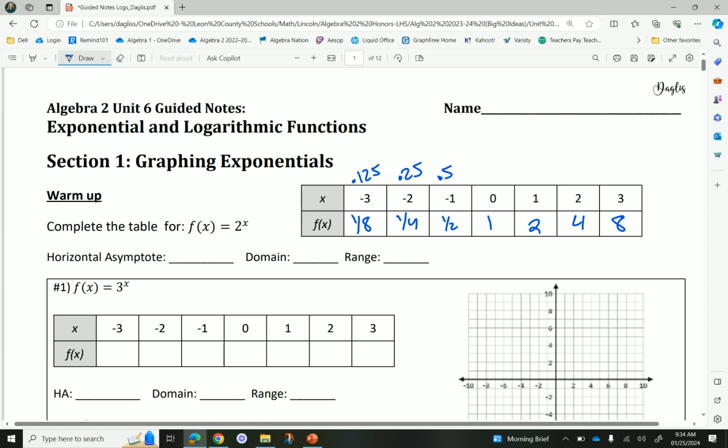to the power of x, so your variable is your exponent. This is an exponential function, okay? Today we're going to review these. We're going to review transformations with these, okay?